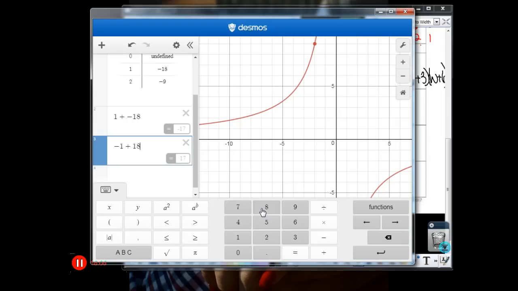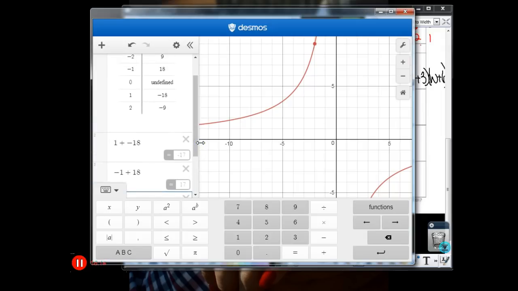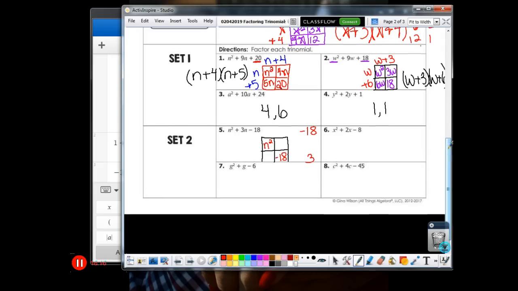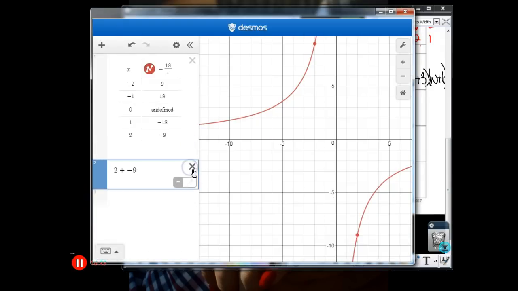Okay? So, let's check 2 and negative 9. 2 plus negative 9. I get negative 7. I don't want a 7. What do I want? 3. I want a 3. Some sort of 3. Okay? So let me delete these because these are wrong. Now let me check the bottom ones of these.